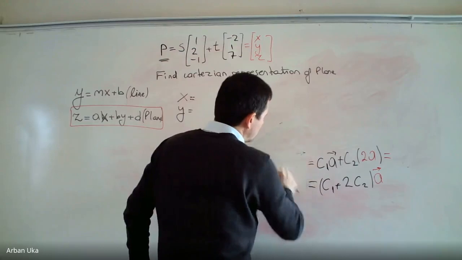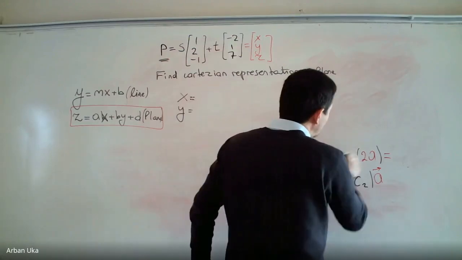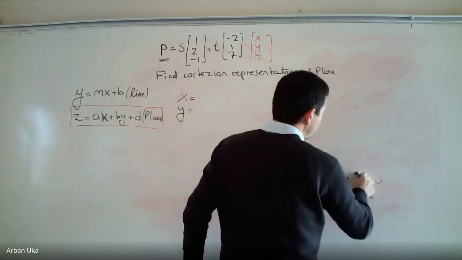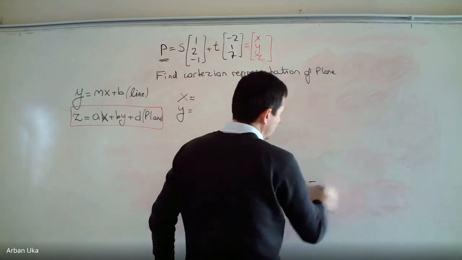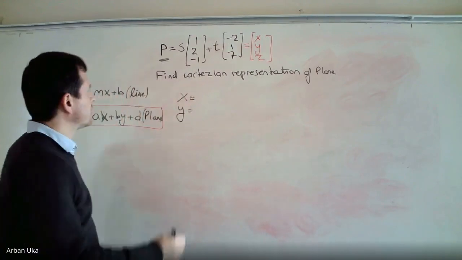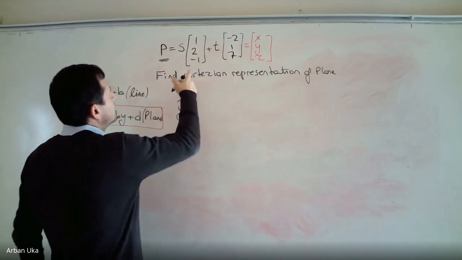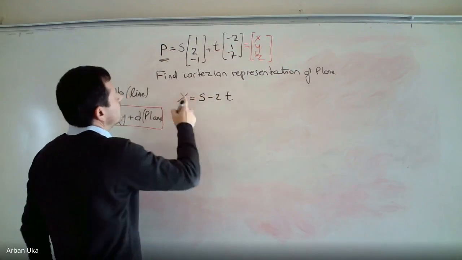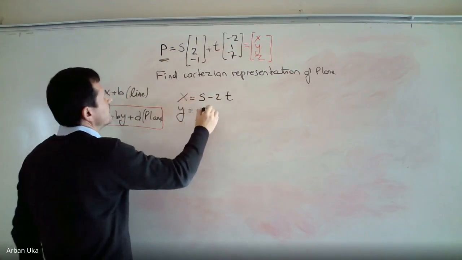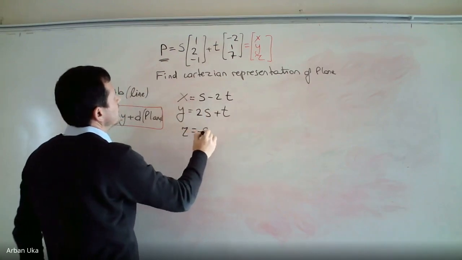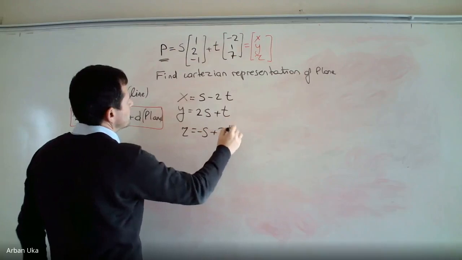A few minutes ago, we even did an example where we gave three vectors, and three vectors did not span the three-dimensional space because the third one was a function of the first two. Okay, so we should have completely different expressions. So let's see here: x is equal to s minus 2t, y is equal to 2s plus t, and z is equal to minus s plus 17.